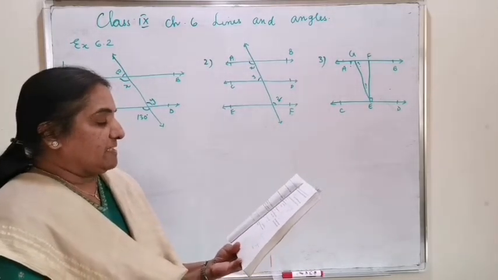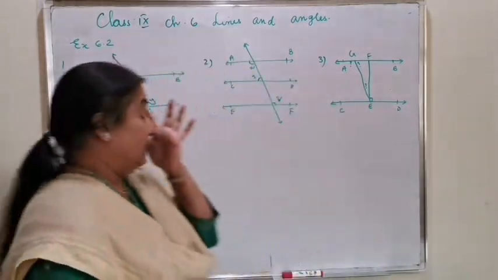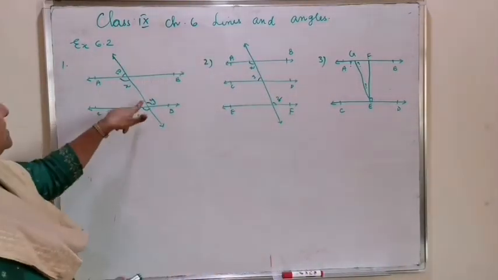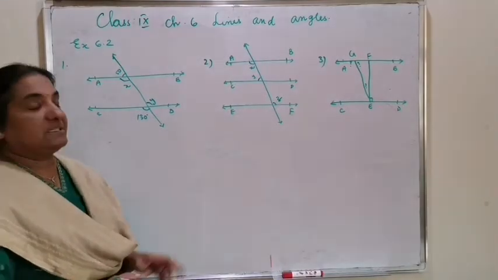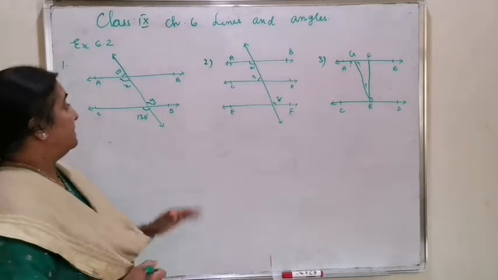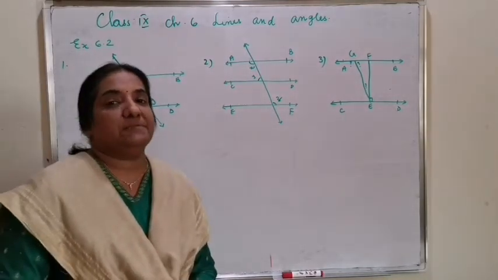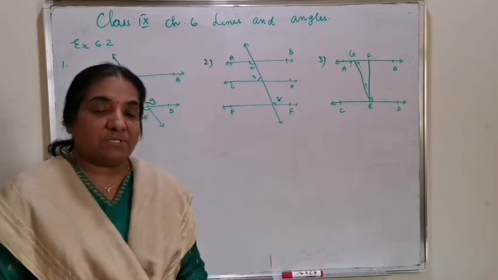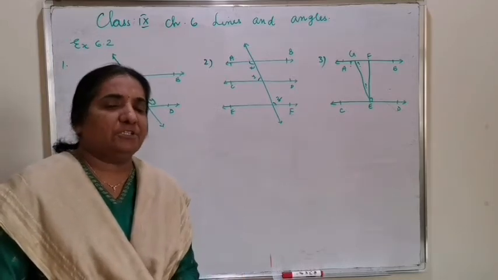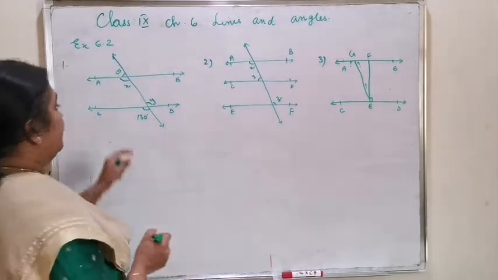Find the values of x and y and show that AB is parallel to CD. In the figure, the measures are given and you have to get the measures of x and y. Based on the measures, you have to prove that AB is parallel to CD. If you have to prove two lines parallel, you have to take the converse of any one of the axioms or the theorems you have done in the previous classes.